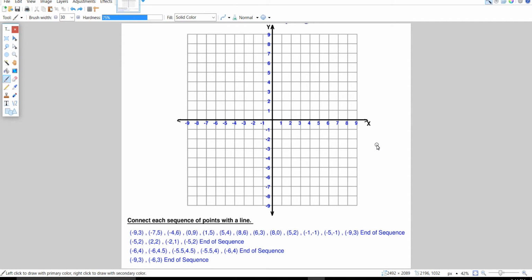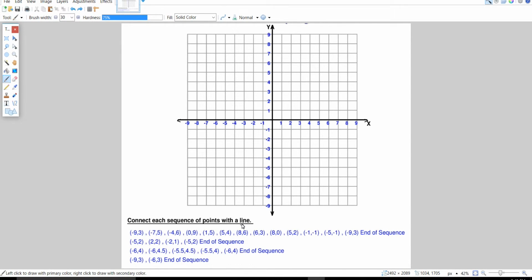So the example I've prepared is from an awesome website that I like to pull some examples from, called mathaids.com. I'll leave a link later on. So, it says down here to connect each sequence of points with a line. Well, what in the world does it mean, connecting points with lines and sequences?